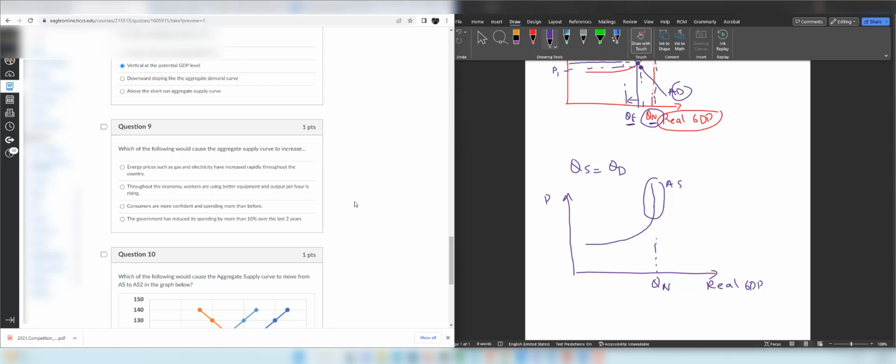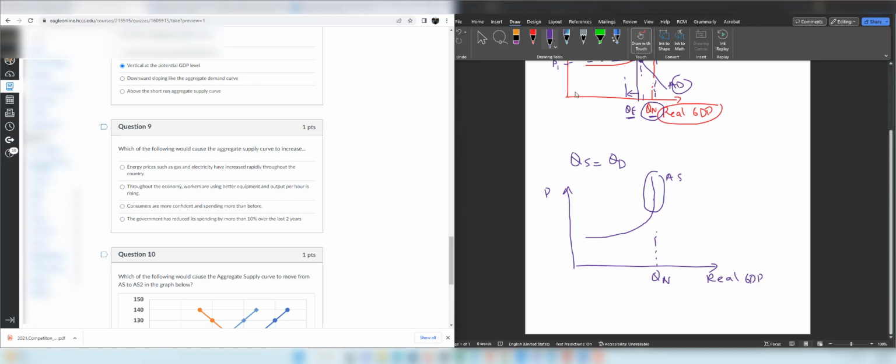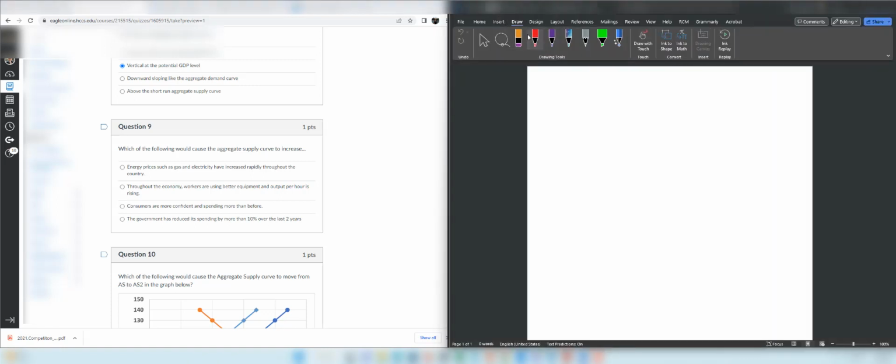Number 9, which of the following would cause the aggregate supply curve to increase? So let's talk about the determinants of aggregate supply. Again, I'm going to draw the aggregate supply curve here. We have price indices and then we have the real GDP here. Aggregate supply is flat and then slopes upward and becomes vertical at the potential GDP in the long run. This is the aggregate supply curve.